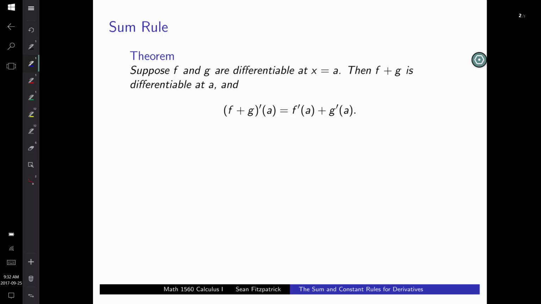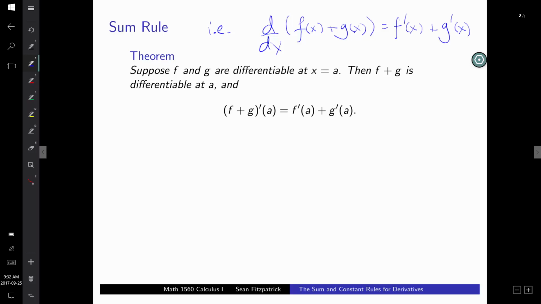So the sum rule says that if you want to take the derivative of a sum, it's the sum of the derivatives, okay? Not so surprising, right? We know the same sort of rule applies with limits. Limit of a sum is the sum of the limits, and the same thing is true for derivatives. The derivative of a sum is the sum of the derivatives, right? If you want to state this in Leibniz notation, we could say: the derivative of f of x plus g of x is f prime of x plus g prime of x.